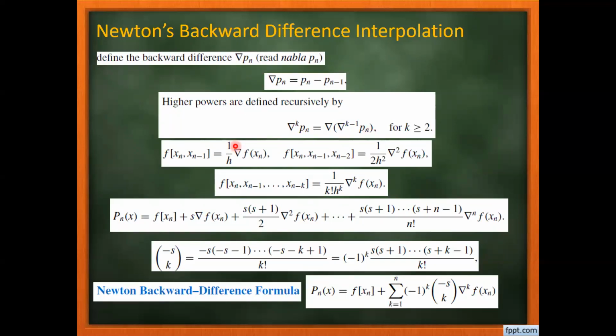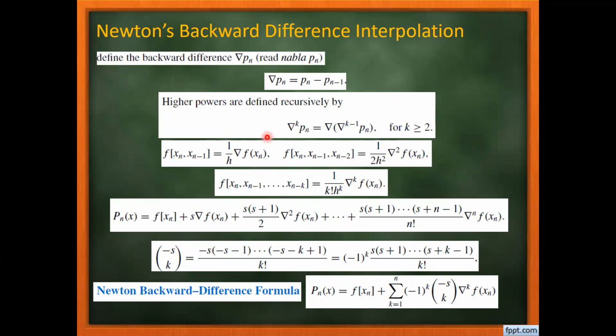Now, the first divided difference at the nth node was actually the difference of the function values at xn and xn minus 1. So it will not make any difference to the divided difference table, because it was the same value. So it's equal to 1 by h times nabla f of xn. The second divided difference will be equal to 1 by 2 h square nabla square f of xn. And similarly, it's going to be 1 by k factorial h to the k, nabla k f of xn.